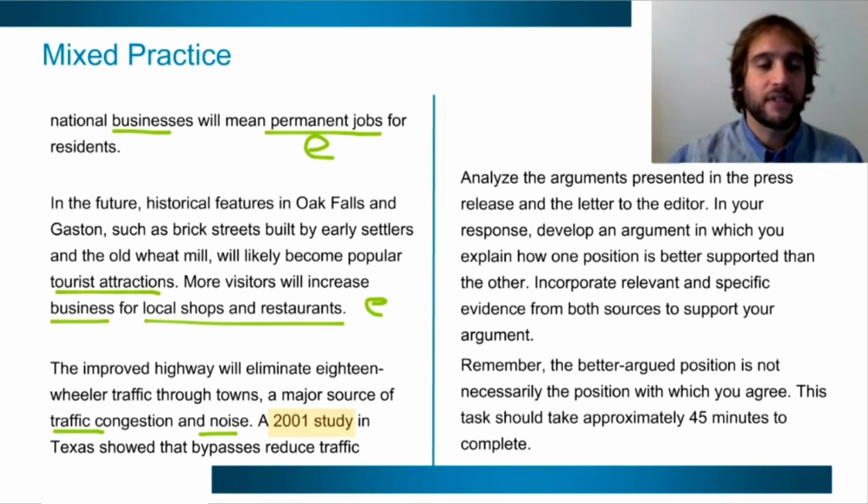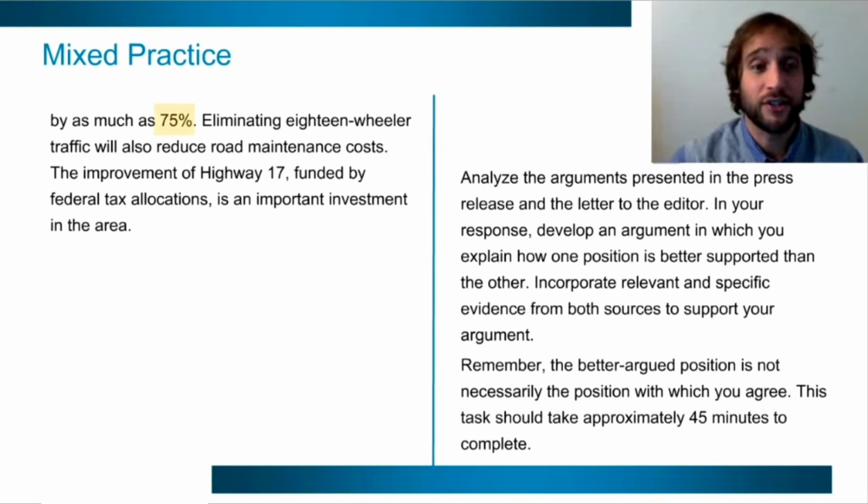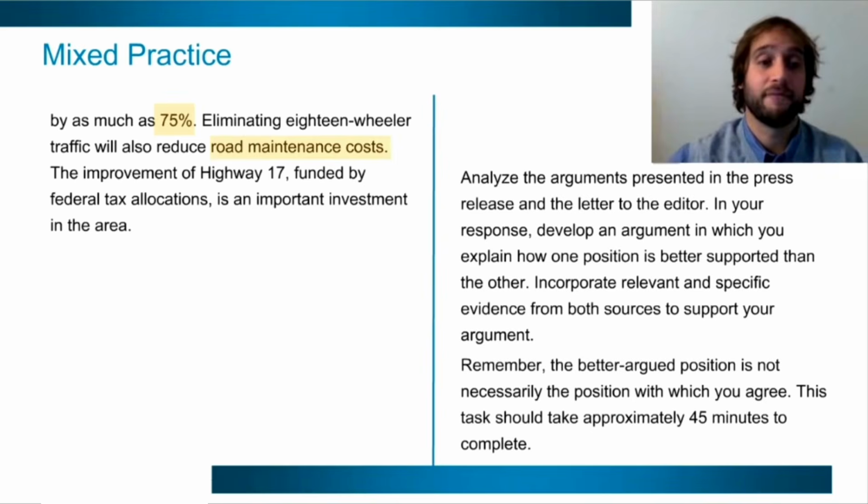The 2001 study in Texas showed that bypasses reduce traffic through towns. There's a little bit of text down there at the bottom of the slide. That's pretty good support, right? Anytime we have a study, I'm going to put that under the strong evidence column of my outline. All right, so it would reduce traffic in towns by as much as 75%. That's a really specific figure. That's good too. Let's just finish up this paragraph together. We also learned that we would reduce road maintenance costs. That's a benefit to the town.